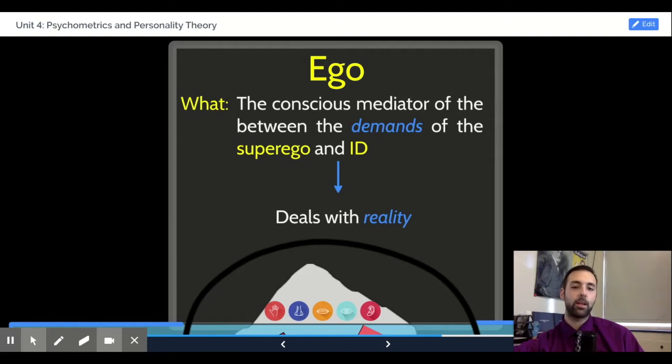That would be impractical, partially because the ego has to deal with reality, meaning the laws and the social norms of society. So in many ways, what the ego does is it tries to balance out these unique unconscious conflicts while dealing with the fact that the real world doesn't really match up with what the superego or the id would actually like to do under all circumstances.